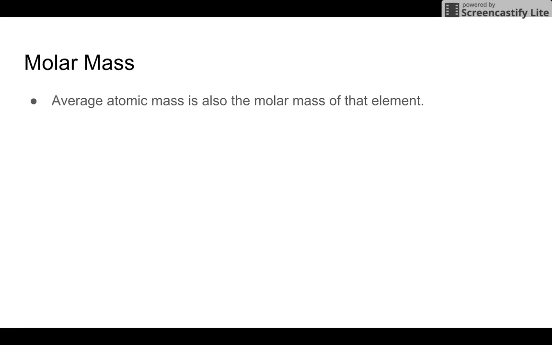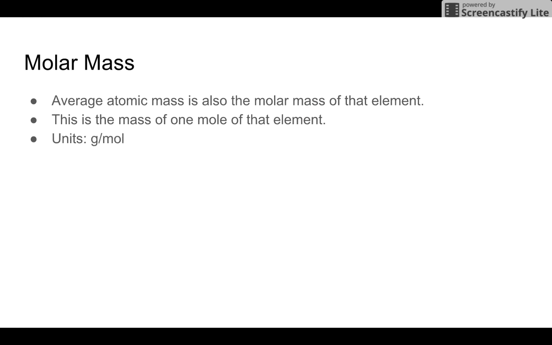Average atomic mass is also the molar mass of that element, which is very convenient for us, very helpful. This means that it's the mass of 1 mole of that element, which has the units of grams per mole. Now, mole, we'll learn more about in the coming days. Mole is an SI unit that measures a quantity of particles. And we've talked a little bit about Avogadro's number in class. 6.02 times 10 to the 23rd particles is 1 mole. And we'll look at that more in the next few days.